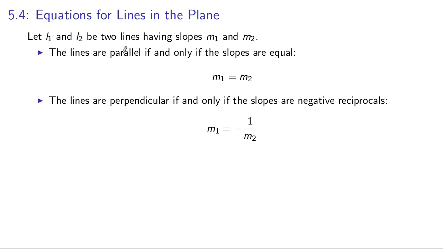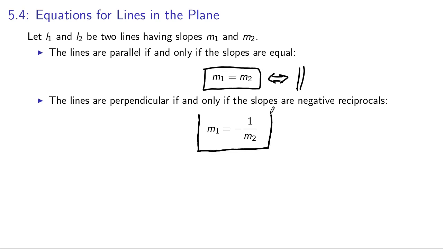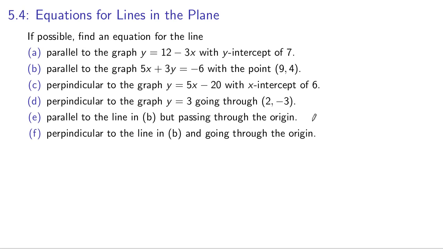So if you have two lines and they have slopes m1 and m2, the lines are parallel if and only if the slopes are equal. Okay, so the slopes are equal if and only if the lines are parallel. The lines are perpendicular if and only if the slopes are negative reciprocals. So m1 would be negative 1 over m2, and m2 would be negative 1 over m1, if and only if the lines are perpendicular. So we can use this to find equations for lines that are parallel or perpendicular.